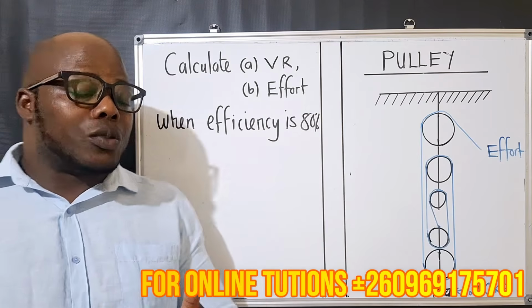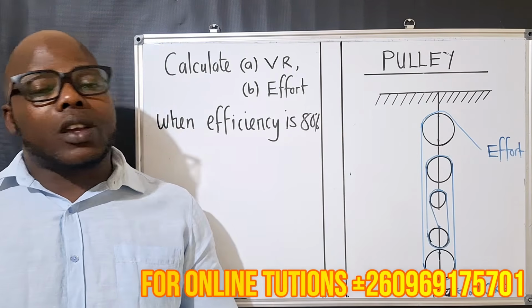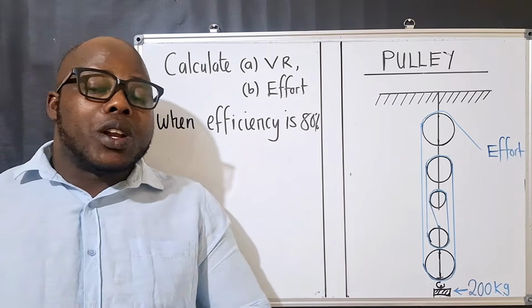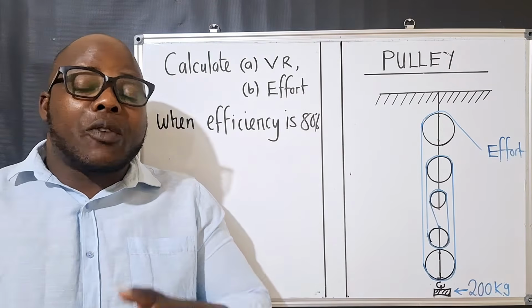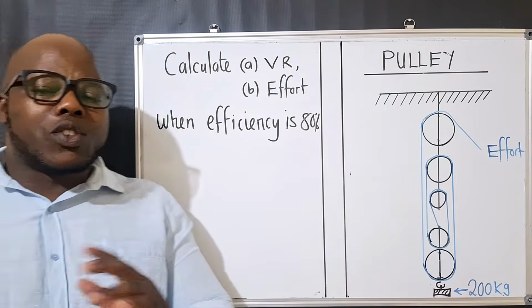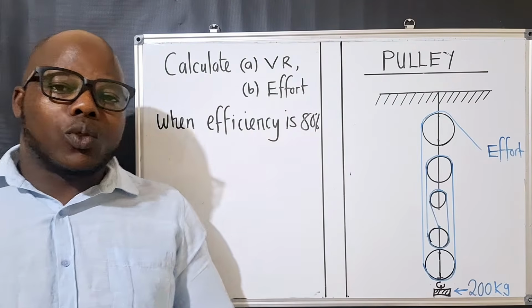I've got two questions right here, question A and question B. For question A, we need to calculate the velocity ratio, while for question B, we need to calculate effort when given efficiency to be equal to 80%. So how do we calculate or answer these two questions?